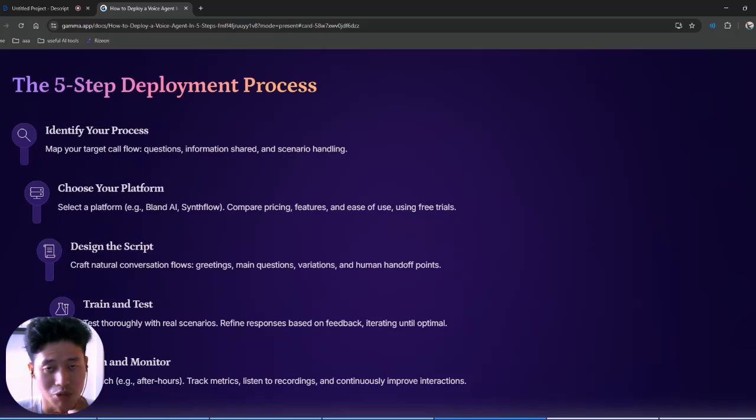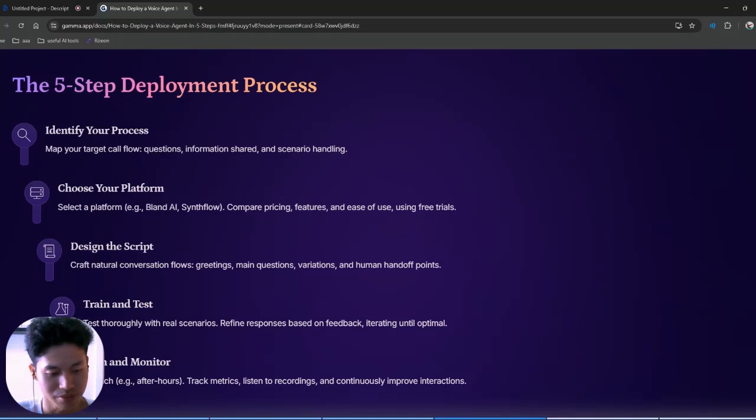Designing a script means designing how you want the agent to react or behave during the call itself, whether it should be casual or professional, how the conversation flow should be, the greetings, the main questions you should ask, or triage if necessary, variations, or any human handoff points if necessary. Human handoff points just mean human in the loop. Let's say for emergency or urgent tasks, they need to be handed to a human to take care of.